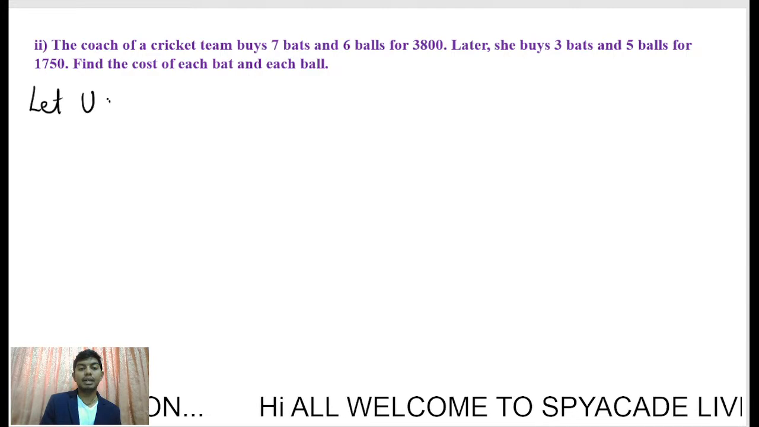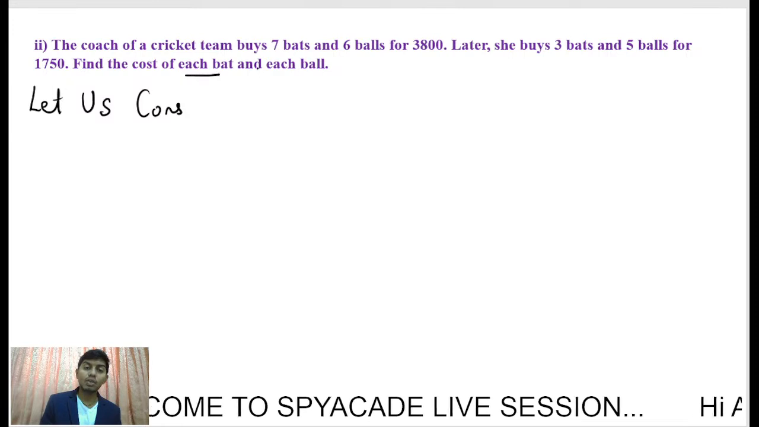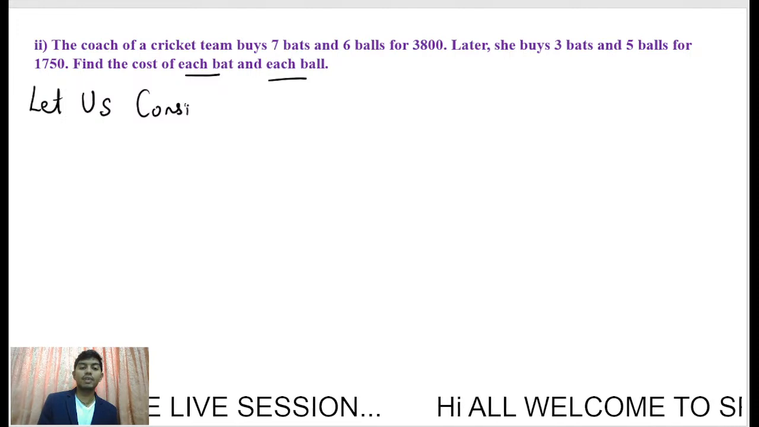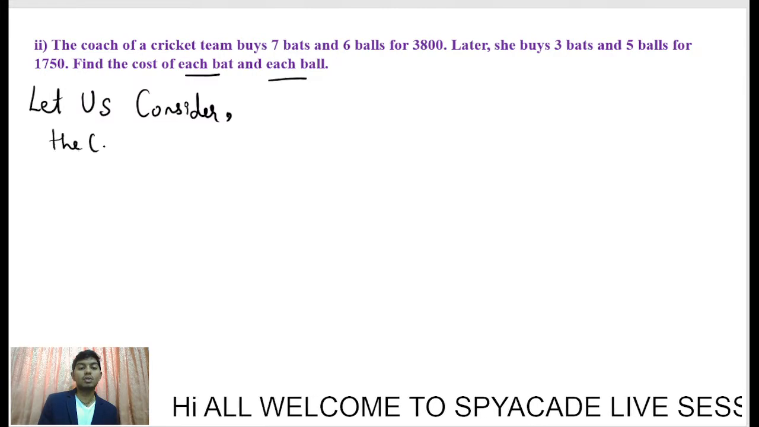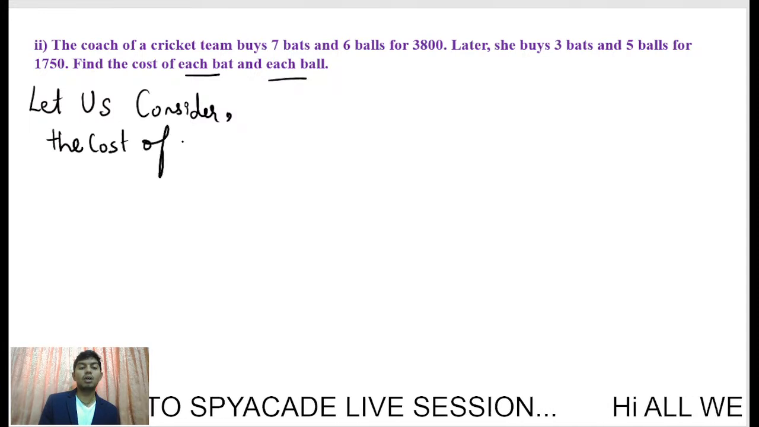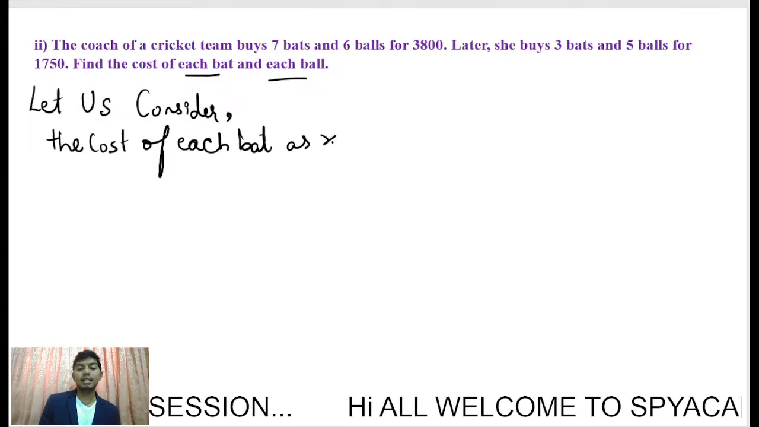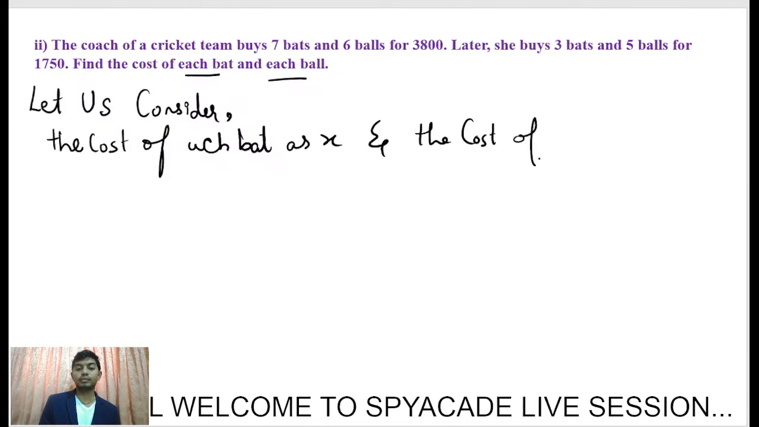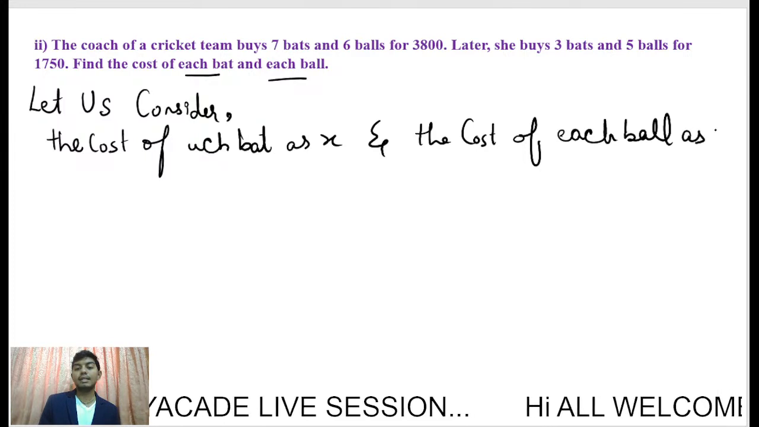Whatever they are asking you to find, that's what you have to consider as x and y. So here, let us consider the cost of each bat as x and the cost of each ball as y.